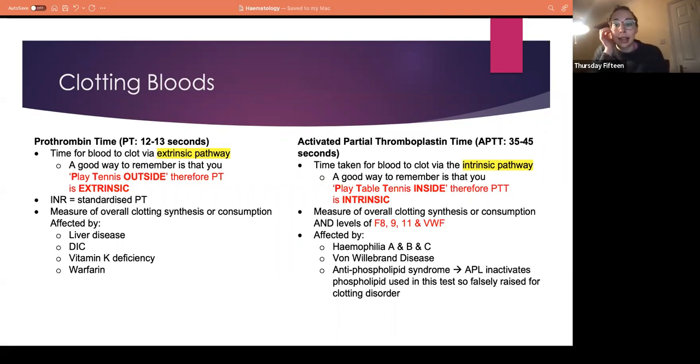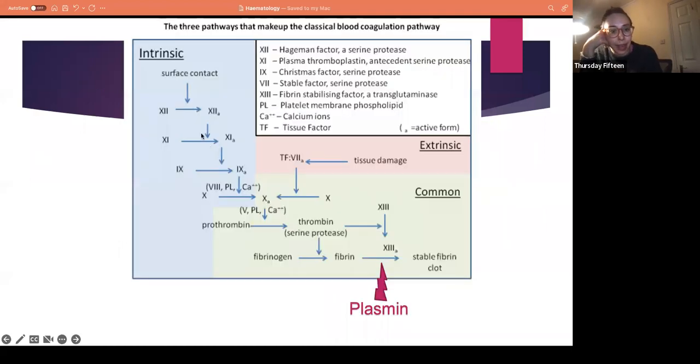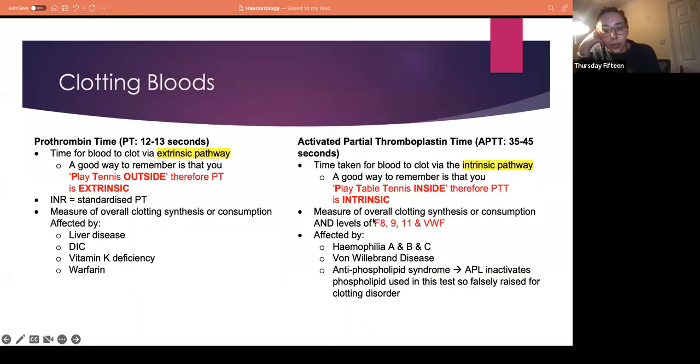So it'll be affected by things like liver disease, DIC, vitamin K deficiency, and probably all anticoagulants. And then your APTT is the time it takes for your blood to clot via your intrinsic pathway. So you play table tennis inside, so your PTT is the intrinsic pathway. The intrinsic pathway has factor 12, factor 11, factor 9, factor 10, and all the other ones. So it's a measure of your levels of those factors as well. It will also be affected by things like haemophilia A and B, von Willebrand's, and antiphospholipid syndrome.